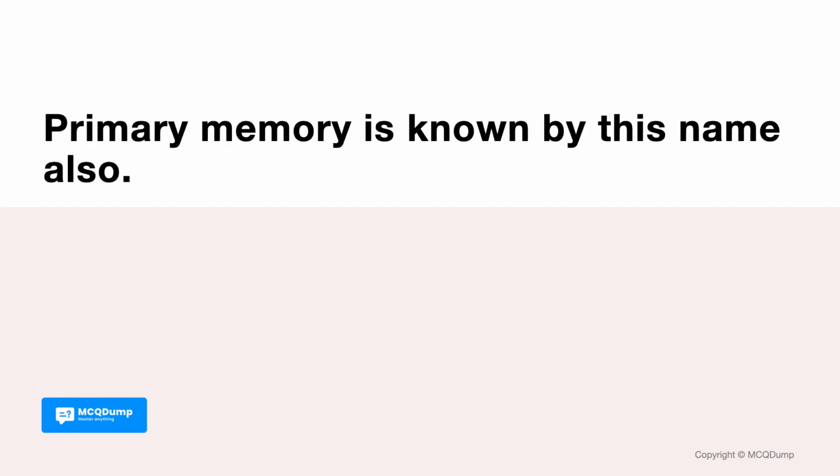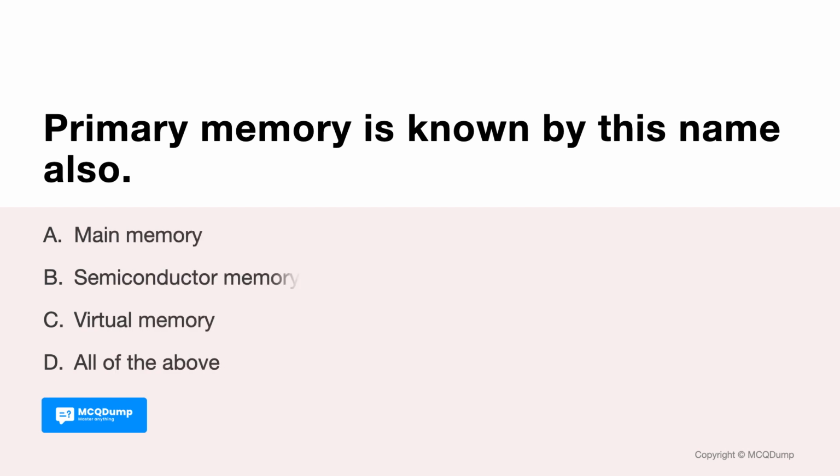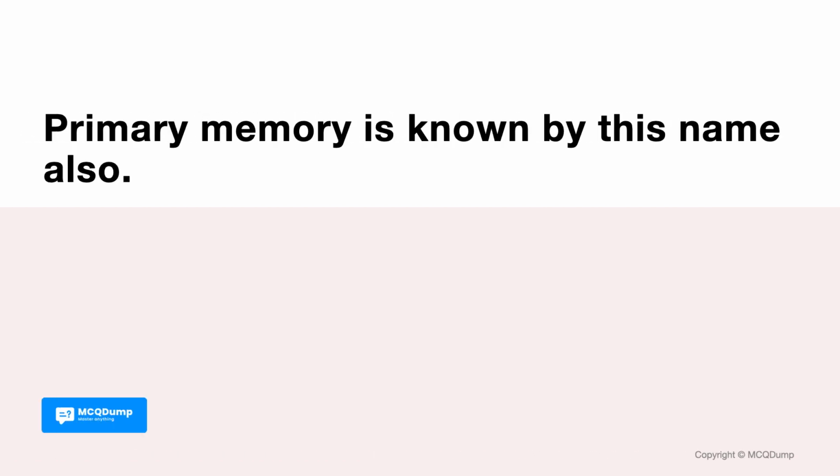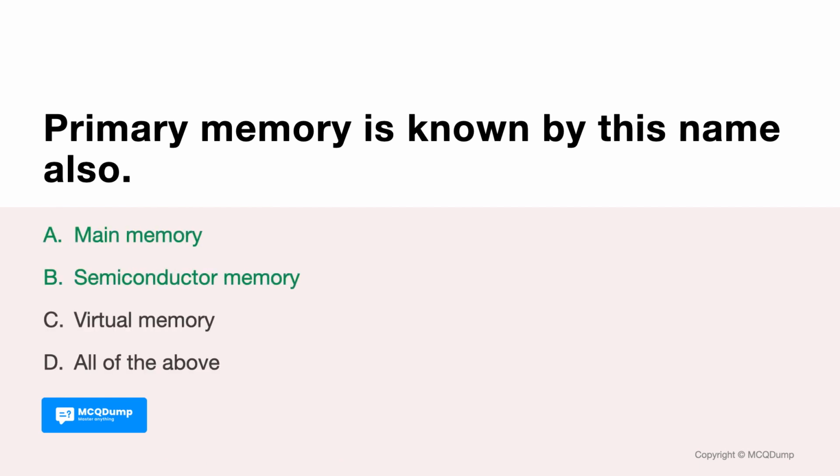Primary memory is known by this name also. Options are A. Main memory, B. Semiconductor memory, C. Virtual memory, and D. All of the above. Answer is A. Main memory, and B. Semiconductor memory. Primary memory is also known as main memory or semiconductor memory.